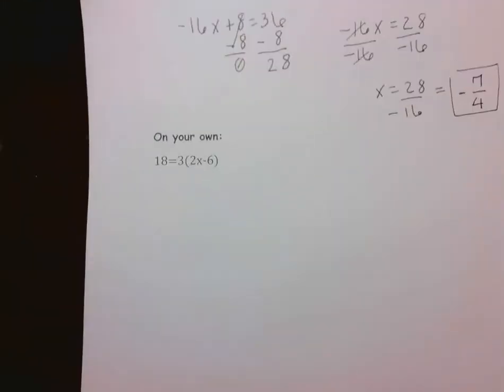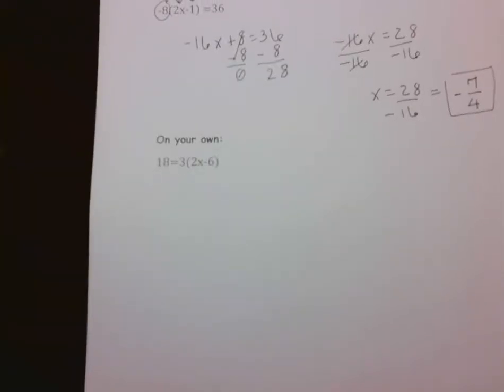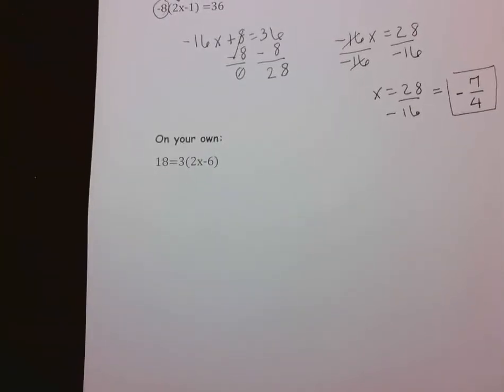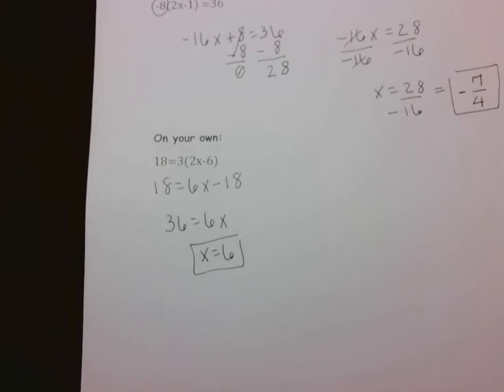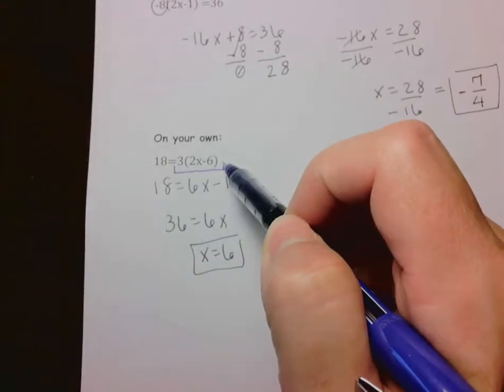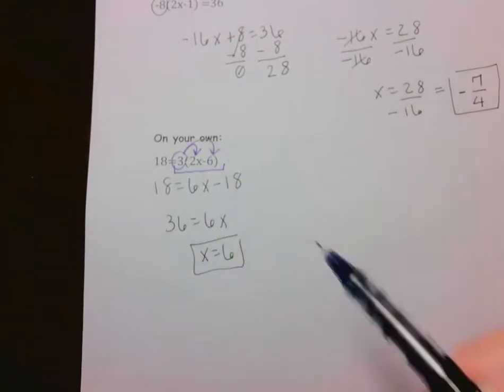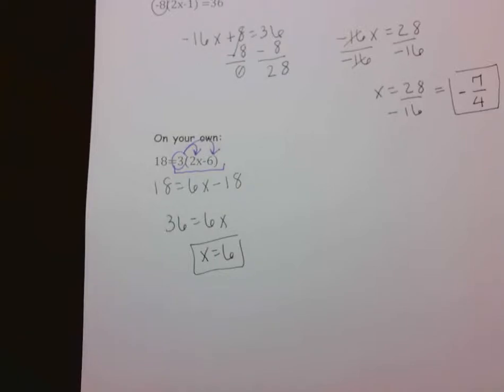Okay, so go ahead and hit pause and work this out on your own. And here's your answer, x equals 6. I started by taking this side of the equation and simplifying it. I distributed the 3 into each term using multiplication. Okay, let's go on to example number 3.